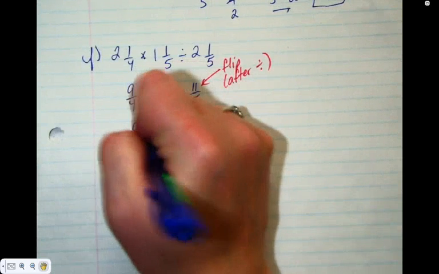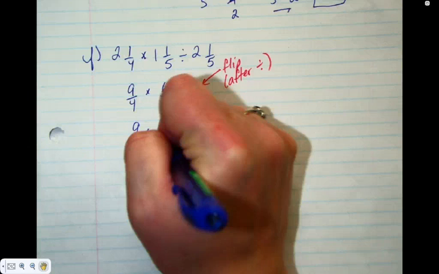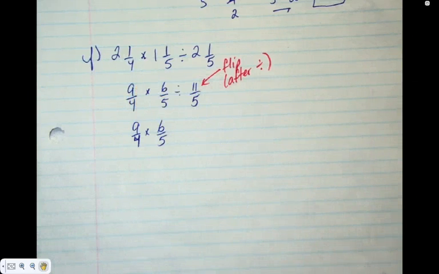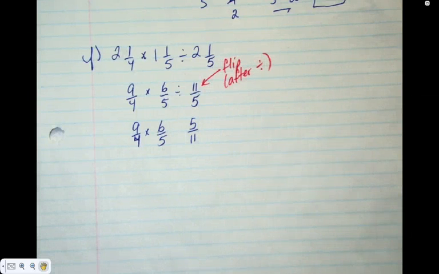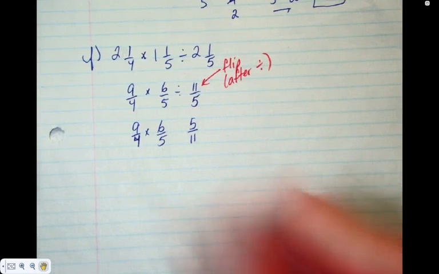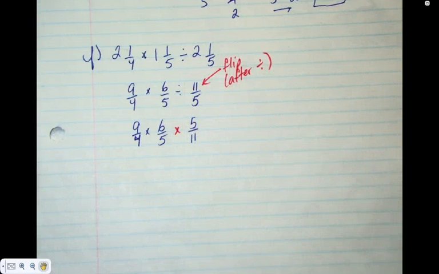So I'm going to keep that 9 on 4. I'm going to keep that 6 on 5. I'm just going to flip my 11 on 5 to be 5 on 11. And what's going to happen to that division sign? You can put an X, you can put a dot. Doesn't matter, whatever you feel like.